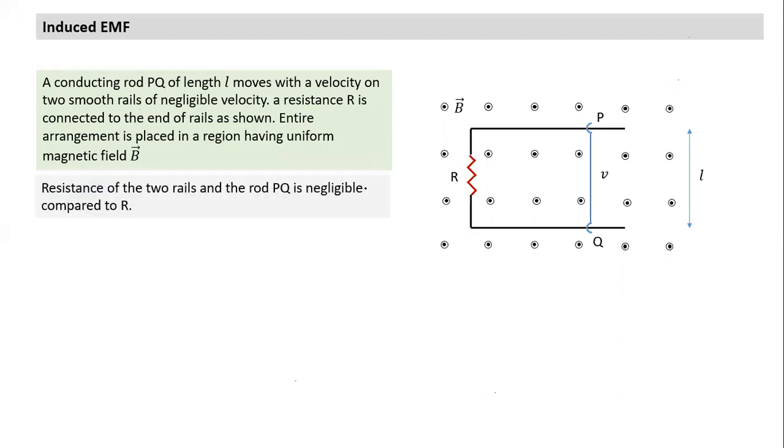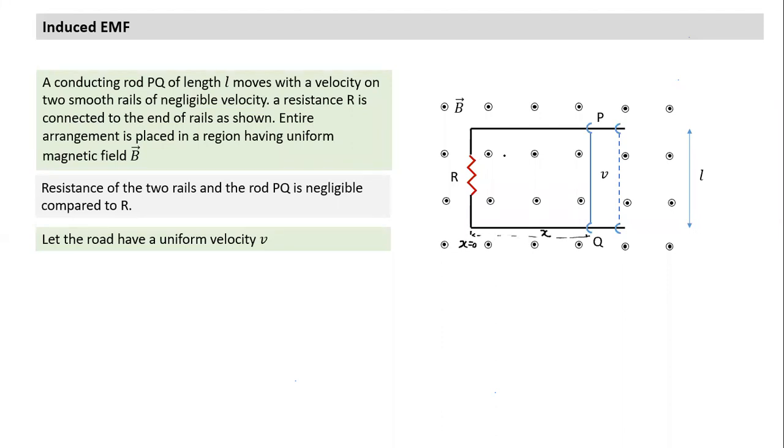The resistance of the two rails and the rod PQ is negligible compared to R. Let the rod of length L have a uniform velocity v. So what does uniform velocity v mean? Let me take this distance from here to here. This is the x-axis, this is x equal to 0, and at some time it has some coordinate x.